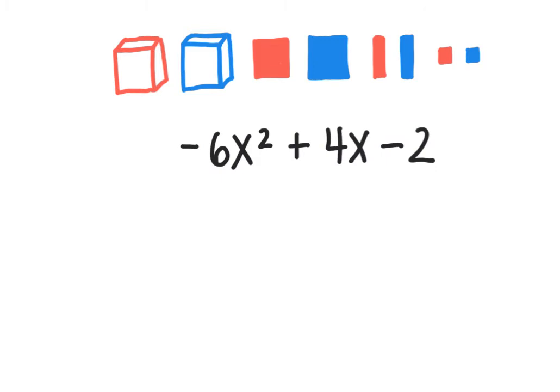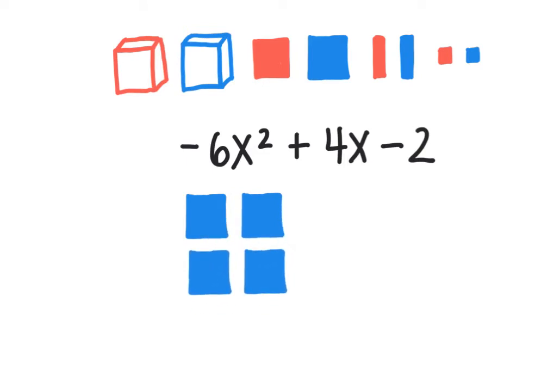This expression will require us to have 6 of our x squared tiles. They will need to be blue because it is negative. So we have negative 6x squared.